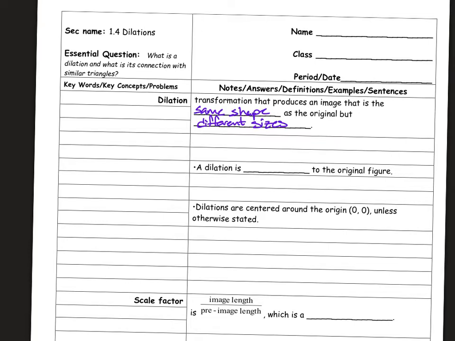Okay, so think about when you resize something on the computer, like a picture you've clipped in and you just drag the corner. It's the same shape, it's just a different size. So that's kind of what we're talking about. We're resizing something. So a dilation is similar to the original figure. Dilations are centered around the origin 0, 0, unless otherwise stated.